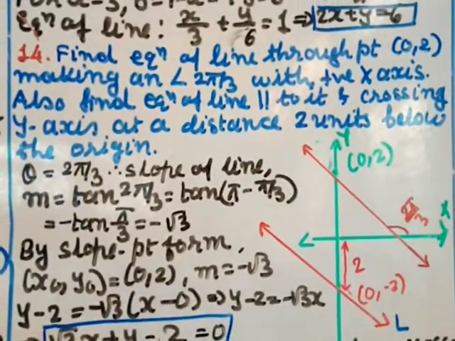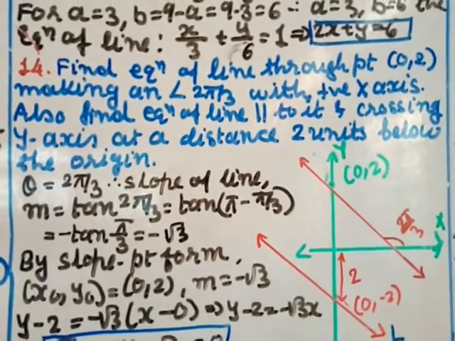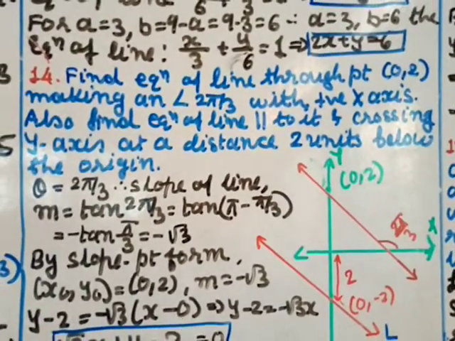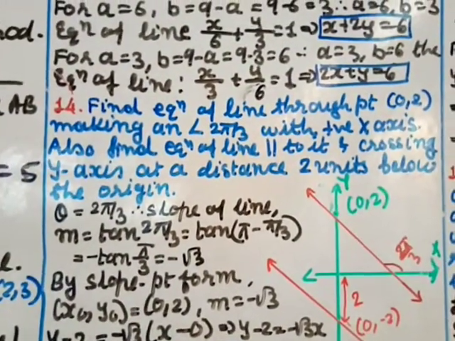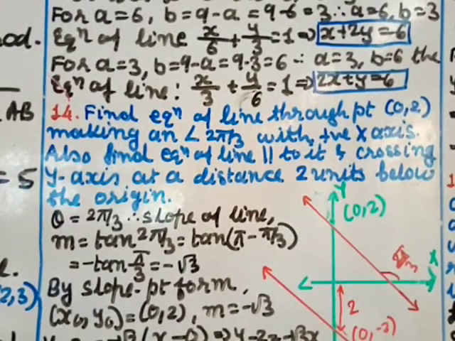Question number 14. Find the equation of the line through the point (0, 2) making an angle 2 pi by 3 with the positive x-axis.